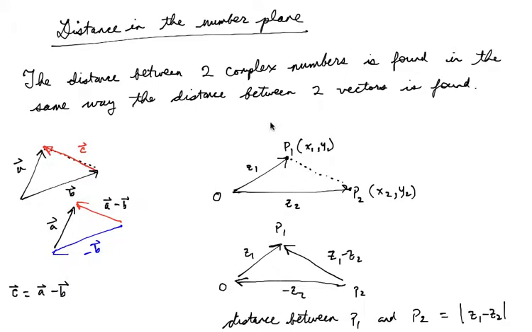Okay, so another type of situation that you might encounter as you do your problems is you might need to find the distance between two complex numbers. Okay, so what does that mean? What is a distance between two complex numbers? Well, if I have two complex numbers and let's say they're on the Argand plane, remember we're talking about the complex plane here, which is the same as the Argand plane.